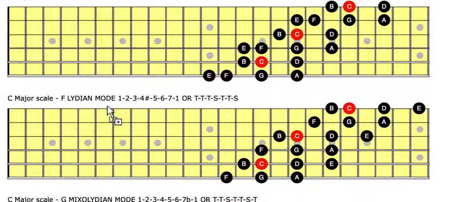The F Lydian mode. Okay, and it's the C major scale. F Lydian mode is only found in the C major scale. That's all that you got to know, that you don't have any other F Lydian mode. It only exists in the C major scale. Okay.